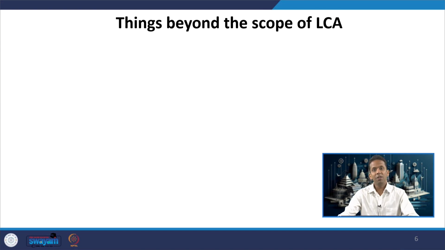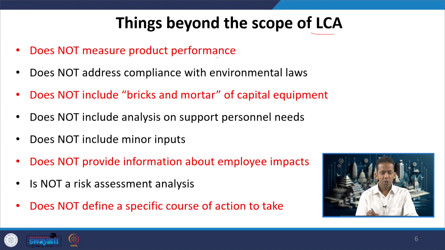So, there are many things which are beyond the scope of the LCA tool. What are those? It does not measure the performance of a product. It has nothing to do with the efficiency or the satisfactory performance of any product. It does not address compliance with environmental laws. Just like EIA, which is mandatory under the environmental laws and regulations, because based on that EIA report, the environmental clearance would be obtained. But unlike EIA, LCA does not address compliance with laws.